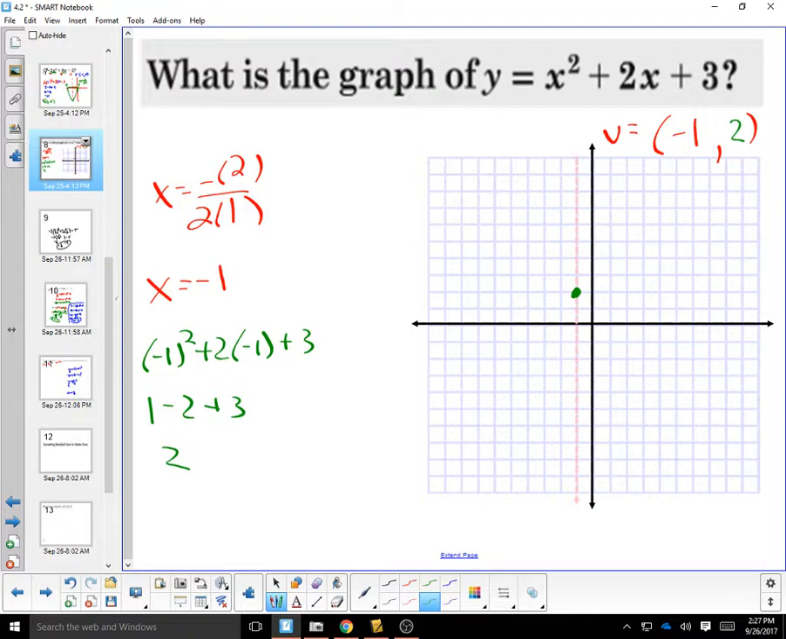Okay? So I've got that point. I need one more point to graph this. 0, 3. 1, 2, 3. That means I should have another point just like it there. And there, my friends, is my parabola. Simple enough? Now, let me go ahead and let you copy that first.